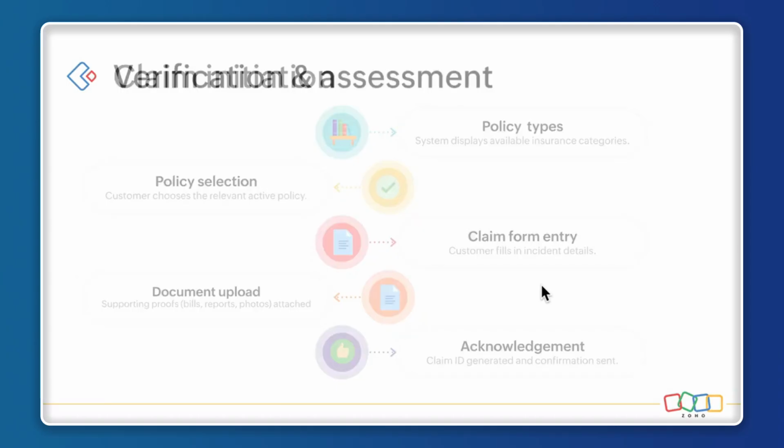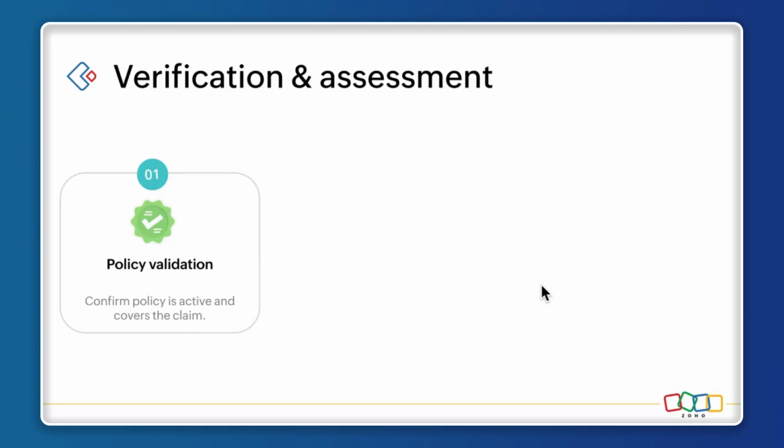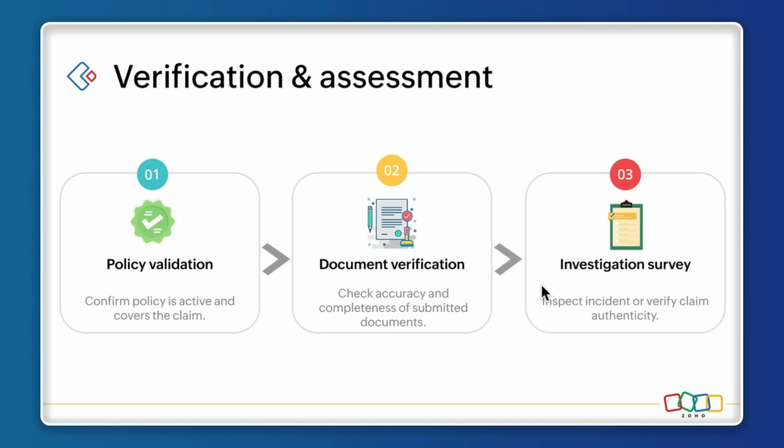And the next step is verification and assessment. Now the claim has been submitted to the insurance company. Now it goes into the verification and assessment process. So the claim manager will be the person who will be handling all these things. There will be three types of verification that will be happening in general. One is policy validation, second is document verification, and third is the investigation survey.